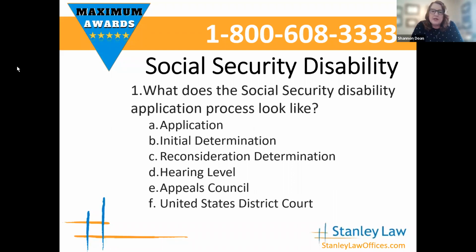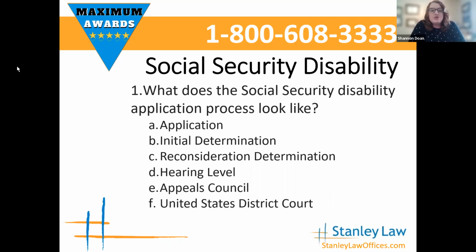The options for the reconsideration level determination are again favorable, meaning that they're granting the claim for disability and finding you disabled, or unfavorable, meaning they're denying and saying still that you are not disabled. Unfortunately, it is not uncommon for both the initial and the reconsideration level determinations to be unfavorable. If that is the case, our next step is then to file a request for hearing. Filing the request for hearing takes your case from the state agency level and gets it into the Office of Hearings Operations so that you have the opportunity to present your case to an administrative law judge.